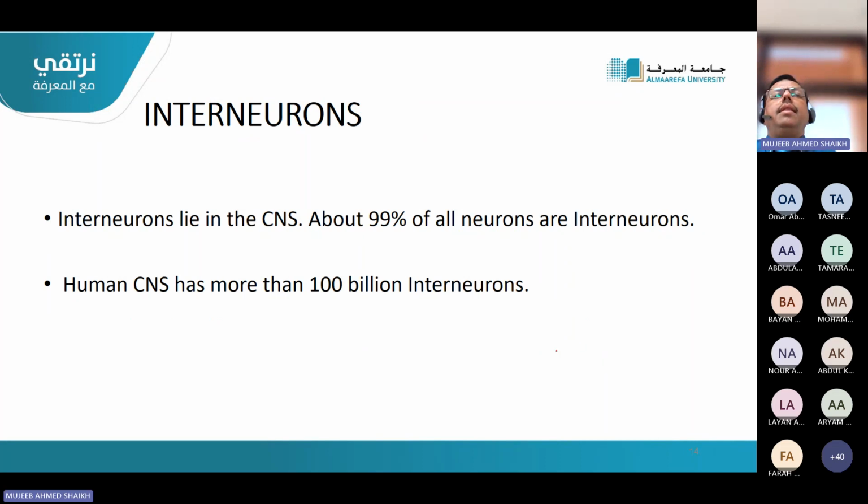Interneurons are the neurons in between the afferent and efferent neurons. They may form many connections because they modify the signal to the desired function. And you will be amazed that out of all these neurons, 99% are interneurons. Only 1% are afferent and efferent. We have around 100 billion interneurons, which are found in the brain as well as in the spinal cord.